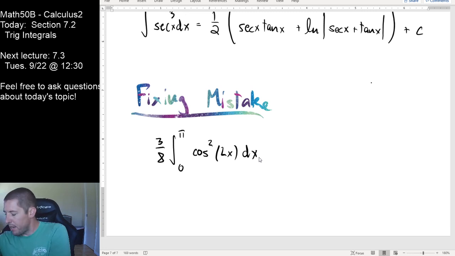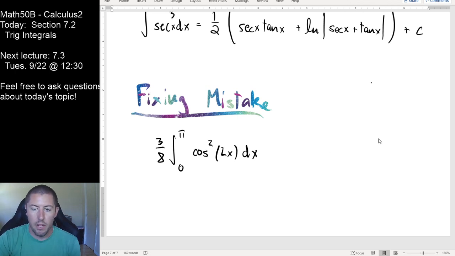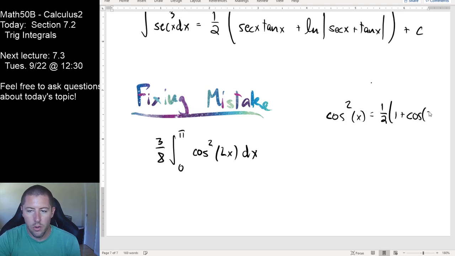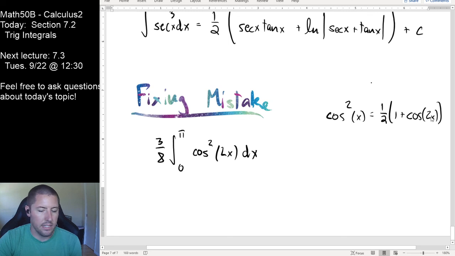I'm glad I wrote this out so I could kind of see that and remember that I did that right there. So it is still the case that I want to use our double angle identity here, cosine squared of x equals 1/2 of 1 plus cosine 2x. But you should notice in this case here, we have a cosine squared of 2x. So this should then become a 4x, double that.